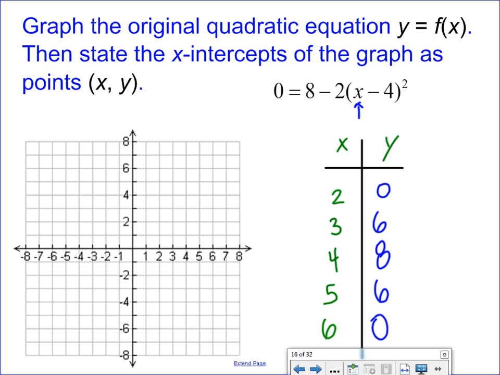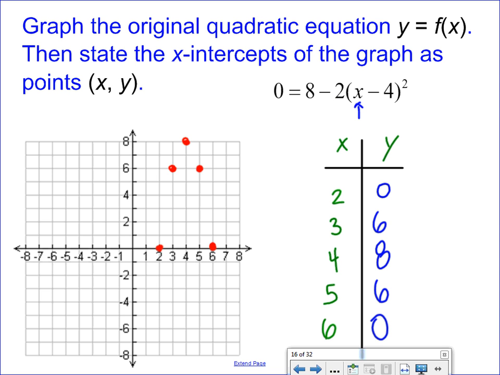My goodness gracious, we'll plot these and see what we're looking at. 2 comma 0. 3 comma 6. 4 comma 8. 5 comma 6. 6 comma 0. What's going on here? Did I mess up?